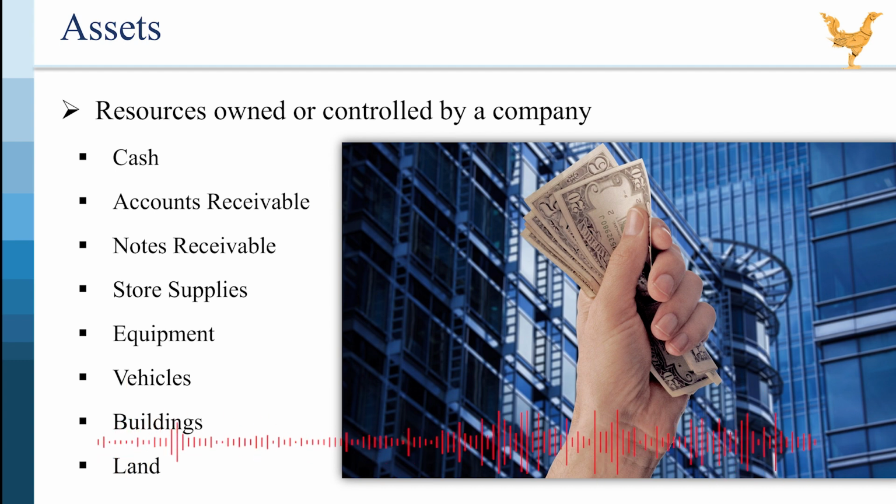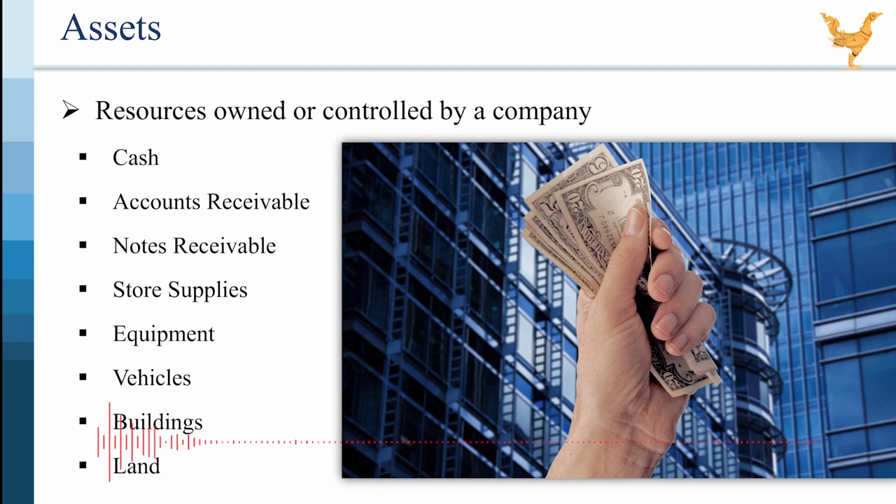Notes receivable. This is similar to accounts receivable, but it involves a formal written promise, a promissory note, from the customer to pay a specific amount on a specific date. Store supplies. These are the items a business uses in its day-to-day operations, like pens, paper, cleaning supplies, etc. They have value because they help the business run.